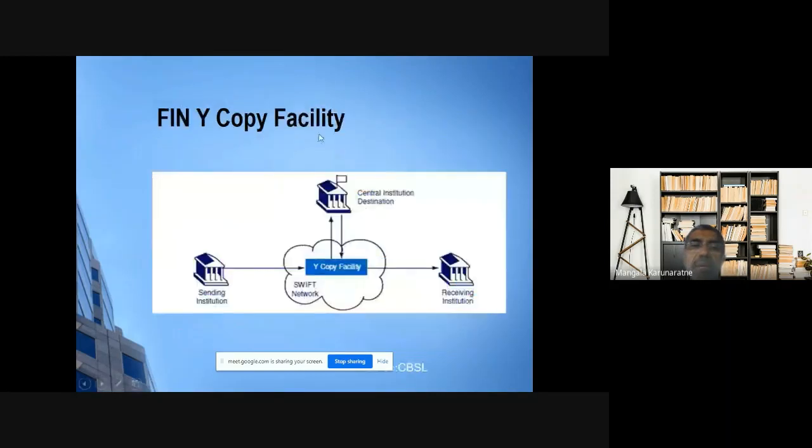So the FinCopy facility, I have already explained. I have taken this from the CBSL site, how they have explained this. The message will go to the receiving institution after going to the central institution. That is, it goes to the central and then comes back and then goes to the receiving institution.